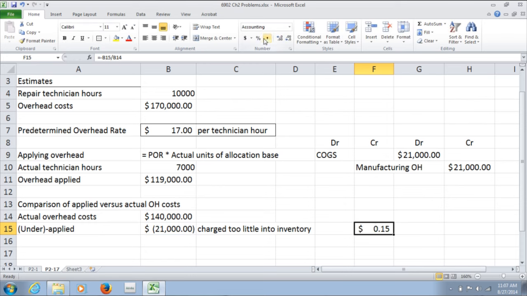And this would be a percentage here. We're about 15% short. That's quite a bit off. I would say that if you're within 5%, that might be something that would be acceptable. As it gets closer to 10, it's really time to start looking at options. At 15, these overhead costs don't seem to be driven by technician hours.